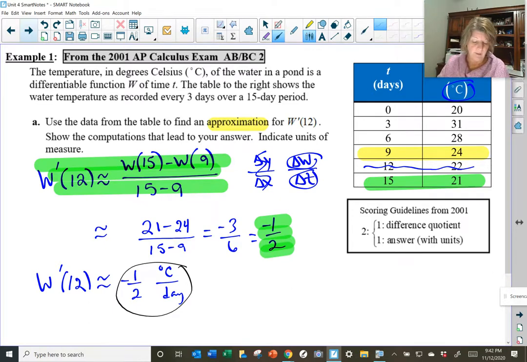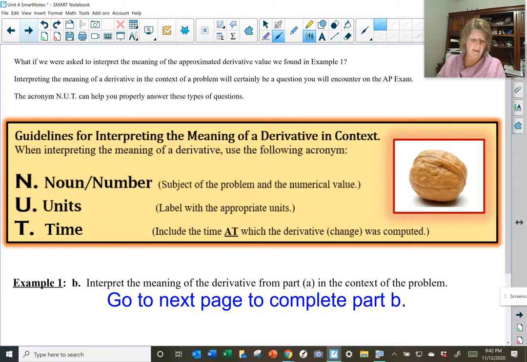Now, the next thing that's commonly asked for is that you take that answer you got and explain its meaning. So it says, what if we were asked to interpret the meaning of the approximated derivative value we found in example 1? Interpreting the meaning of a derivative in context of a problem will certainly be a question that you will encounter in the AP exam.